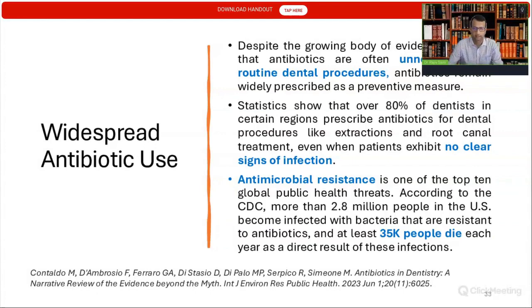80% of the dentists in a particular region, as per the study, were prescribing antibiotics to each and every patient coming to their dental clinics with no clear sign of infection. Because of this, there is another threat, a global public health threat now: antibiotic resistance. More than 2.8 million people in the US become infected with bacteria that are resistant to antibiotics, and 35,000 people die each year.